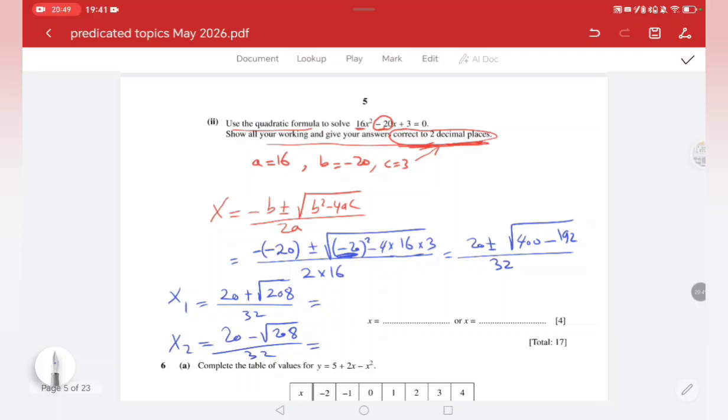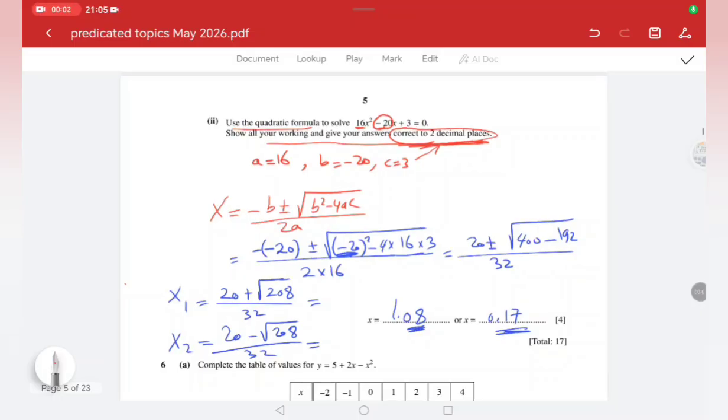Take care here that the answer must be corrected to two decimal places. So 20 plus the square root of 208 divided by 32, the answer is 1.08, two decimal places. Okay, 20 minus the square root of 208 divided by 32. So this one is 0.17, two decimal places.